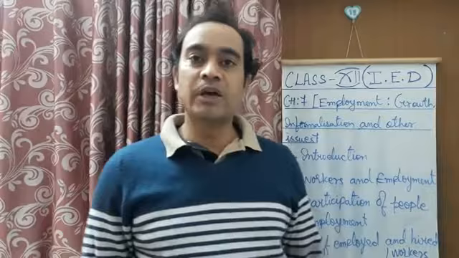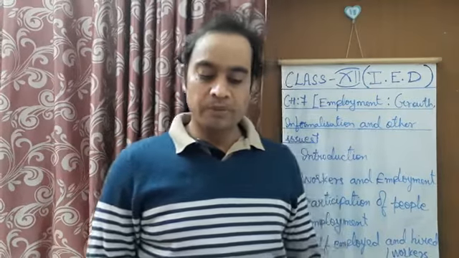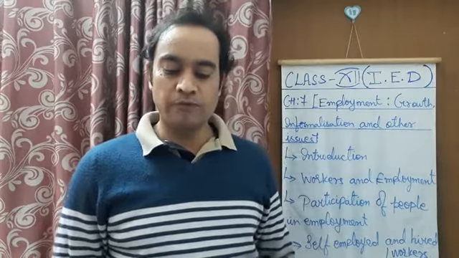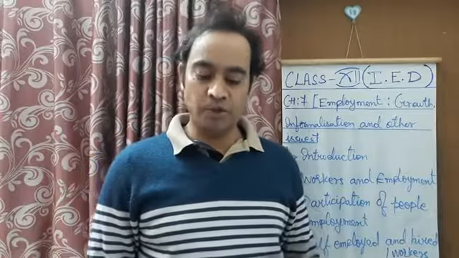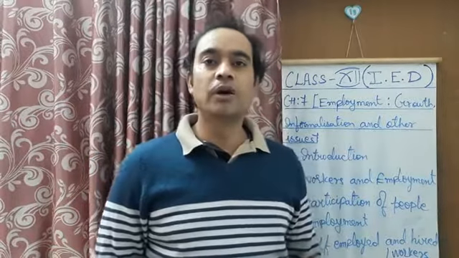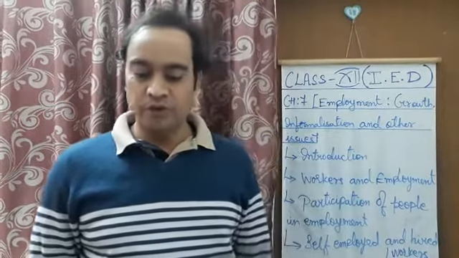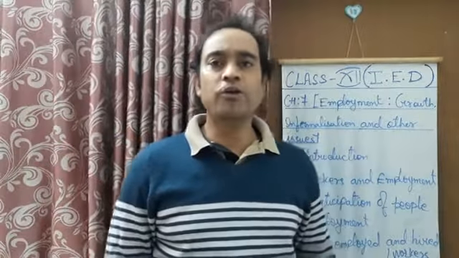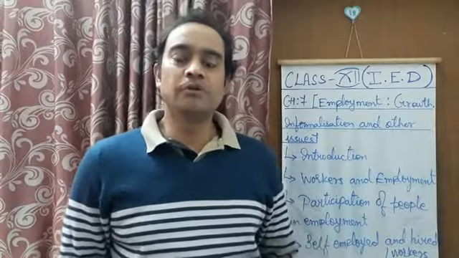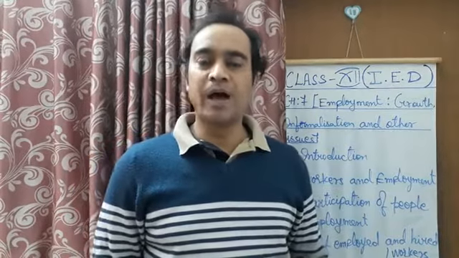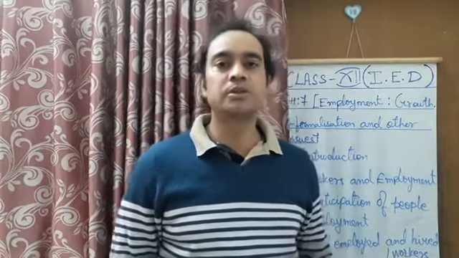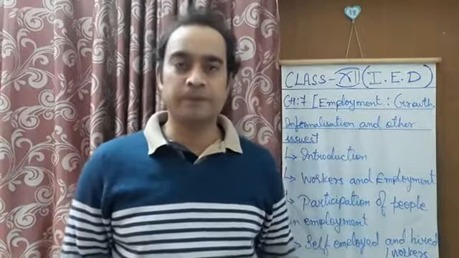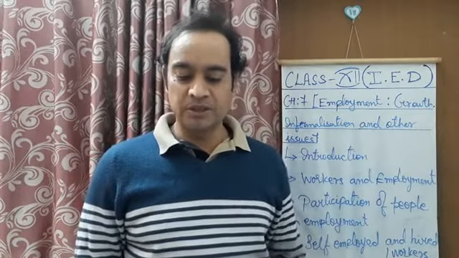I'm going to read from the NCERT book here. People do a variety of work. Some work on farms, in factories, banks, shops, and many other workplaces. So if we see, people do a variety of work. For example, we have seen that people go to banks, they go to shops, they go to factories to work there. So there are different workplaces here.